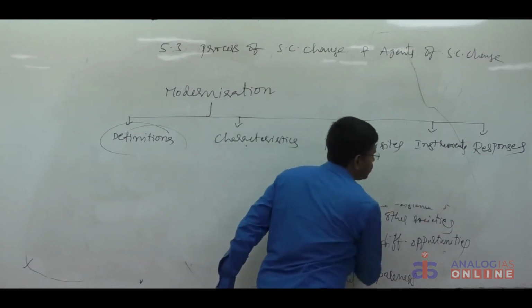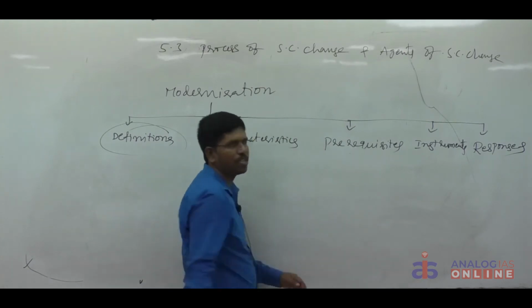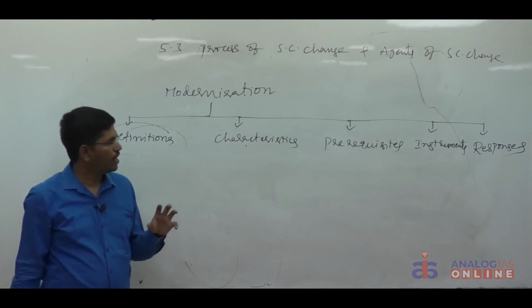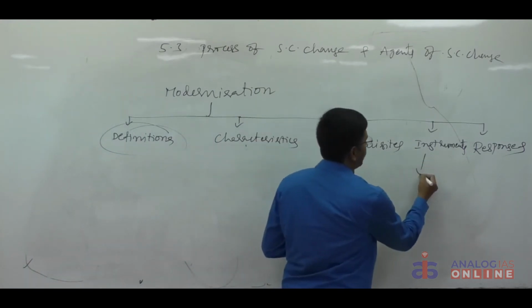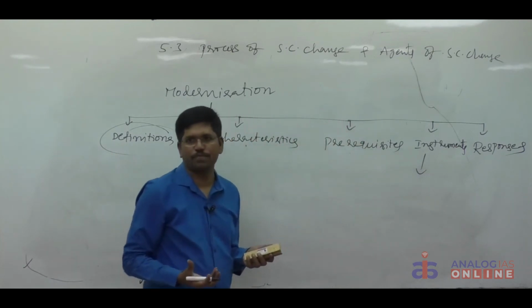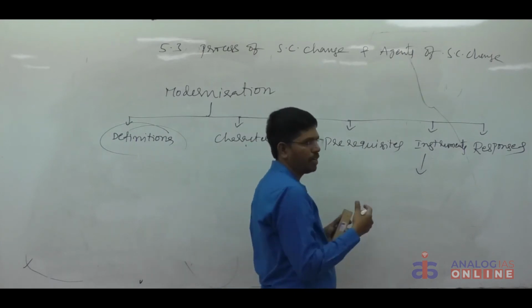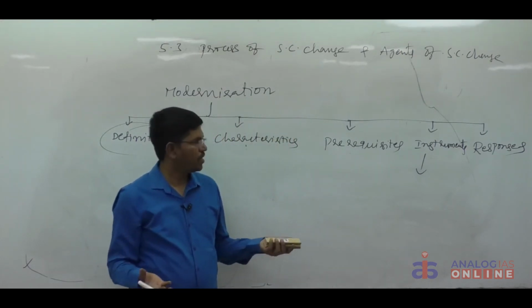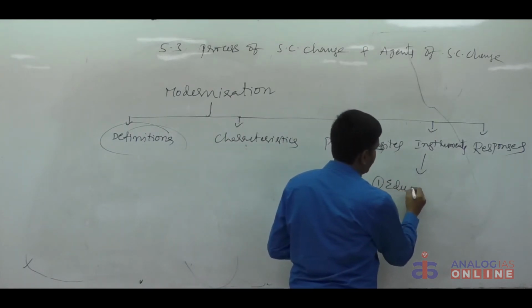What are the instruments to bring about modernization? What is modernization? It is nothing but a social change involving the elements of science and technology. In order to develop science and technology, education must be there. Education creates the skills. Education is responsible for innovations. Now many innovations are brought about by the engineers. It is because of education only. That's why education is one instrument.